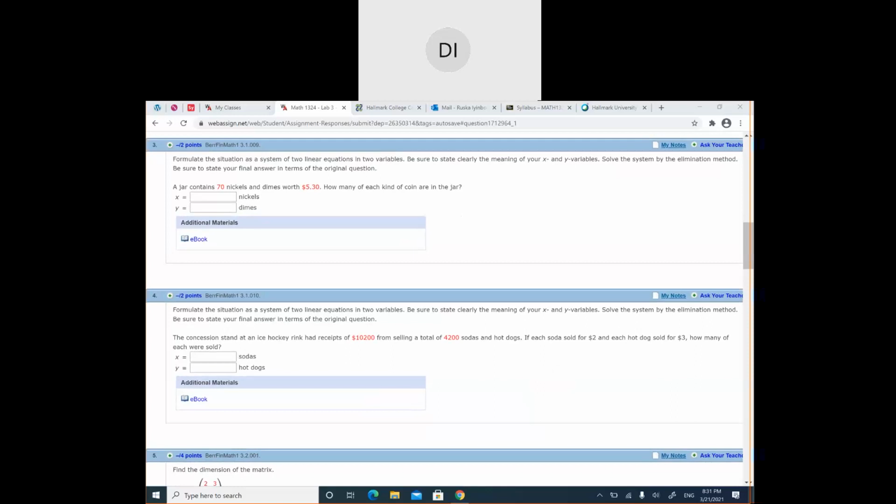So here x represents nickels, y represents dimes. We have a jar with 70 nickels and dimes. So that means when I add x plus y, the total number of dimes and nickels is going to be 70. That's my first equation. Now the second equation, we're going to use the money amount, which is the worth of the coins. How many of each coin are in the jar? So I need to find x, the nickels, and y, the dimes.